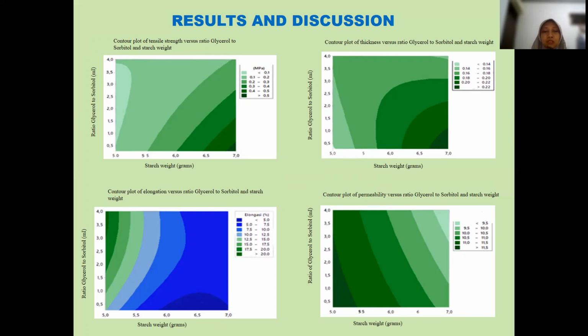And the fourth image at the bottom right shows that the best water vapor permeability has the darkest color at the ratio of glycerol to sorbitol of 2 to 8 and starch weight of 5 grams. The high concentration of corn cob starch will increase the amount of film-forming polymer, thus reducing the voids in the gel formed on the film. The thicker and denser film matrix makes the water vapor difficult to penetrate.